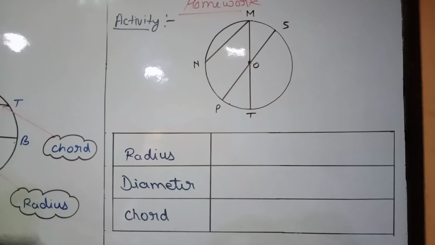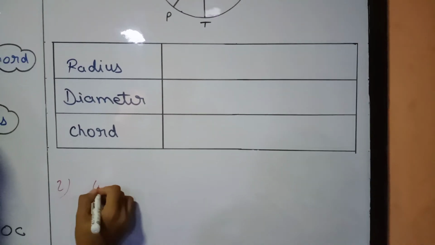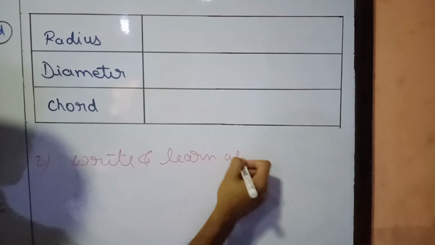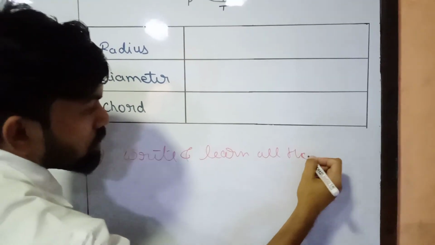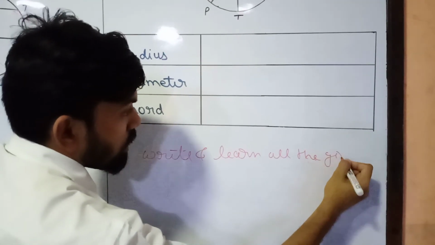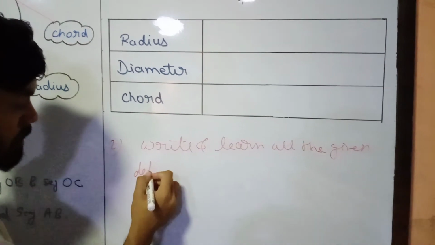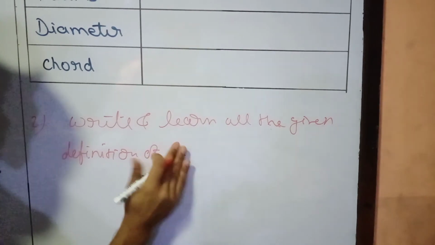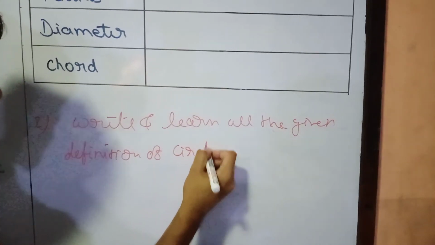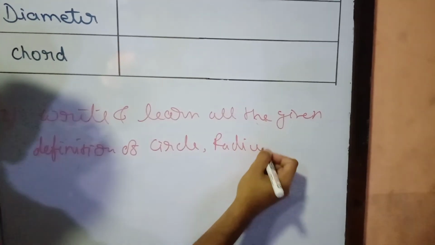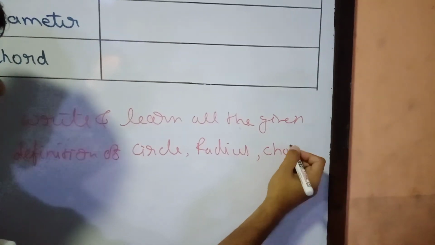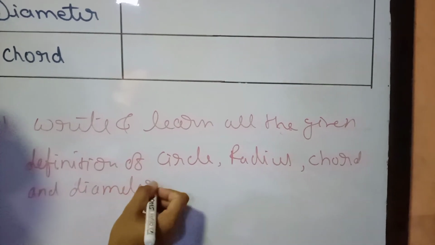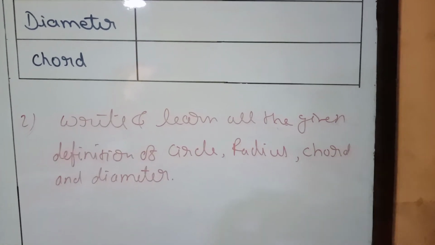One more thing, the second question is that write and learn all the given definitions of circle, radius, chord and diameter. So this is the homework to you all.